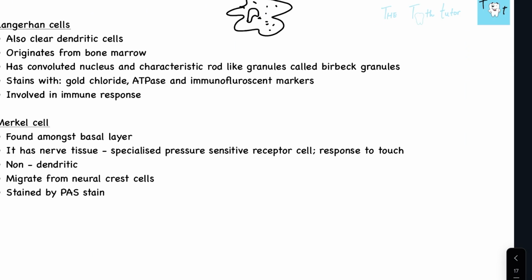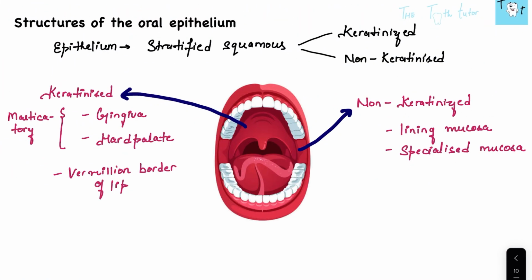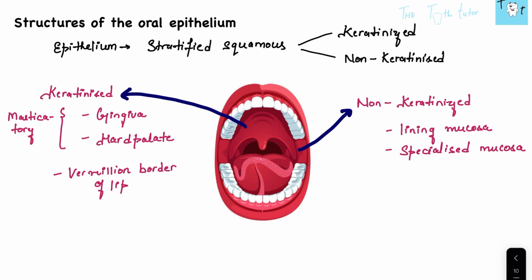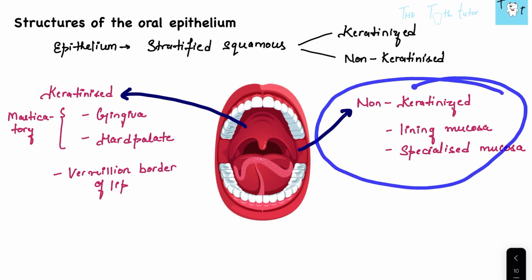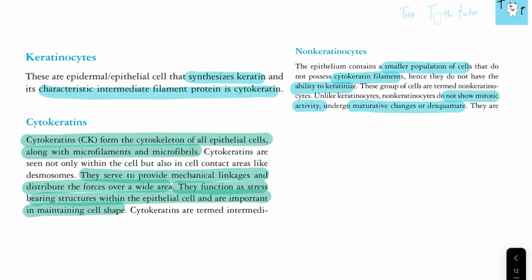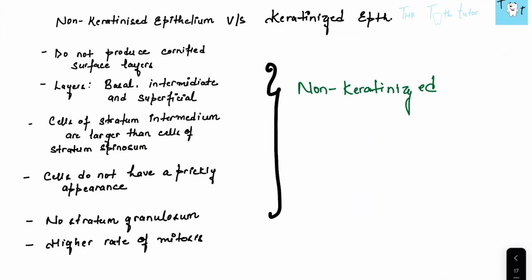Now, going back to the first slide, we studied the structure of the keratinized epithelium. We saw how keratinization takes place and everything about the keratinized epithelium. Now we'll look at the non-keratinized epithelium. The template will remain the same, but the non-keratinized epithelium has some differences to the keratinized epithelium, and we'll see what the differences are.